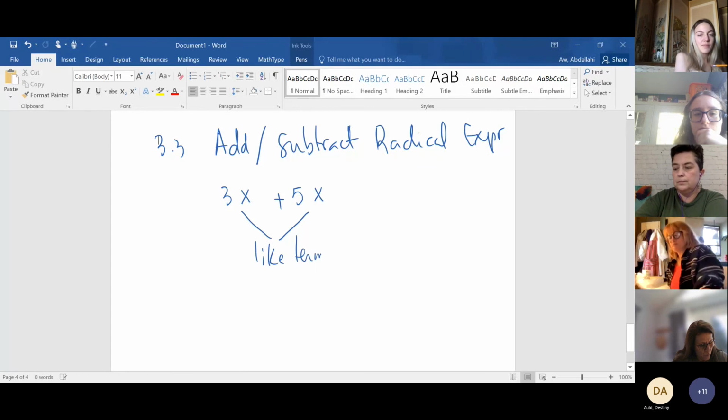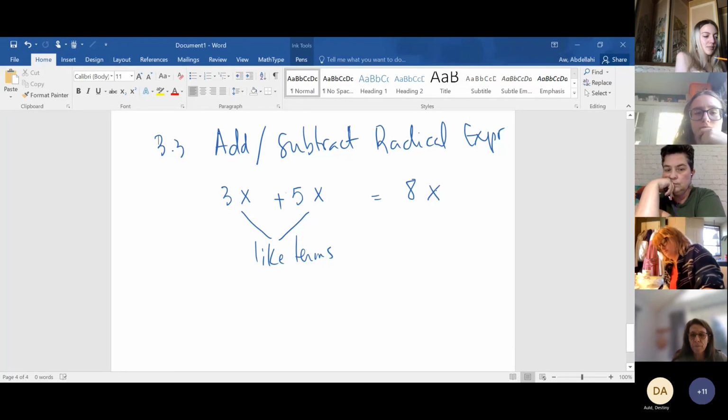We just add the numbers in front, right? It's 3 plus 5, which is 8. It's going to be 8x, right? It's like when we say 3 apples plus 5 apples. This is 8 apples, right? 3 cars plus 5 cars. This is 8 cars, right?